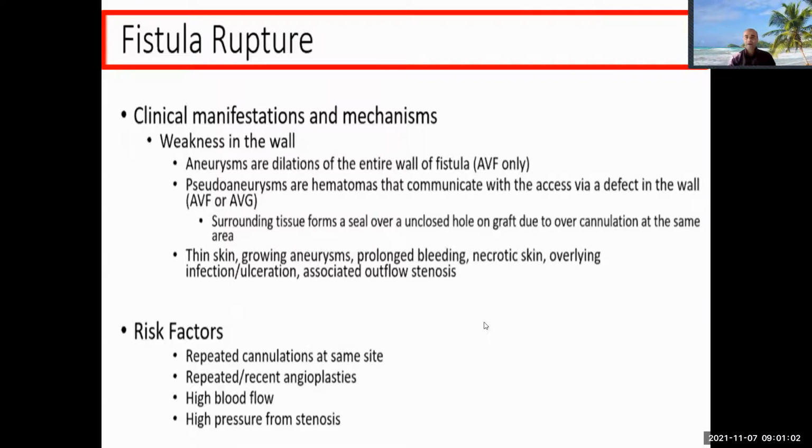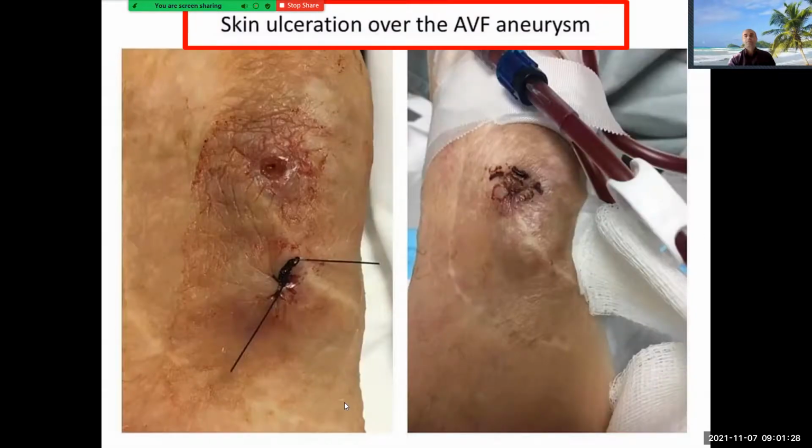Signs: groin aneurysm, prolonged bleeding, necrotic scan, overlying infections, ulceration, associated outflow stenosis. Risk factors: repeated cannulation, same signs as buttonhole technique, repeated or recent angioplasties, high blood flow, high pressure from stenosis. These are the risk factors for fistula rupture. Take care. This is skin ulceration over the fistula. This ulcer was already referred to surgery and is at this stage.